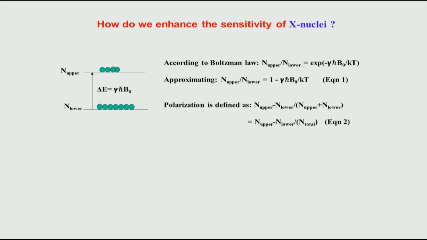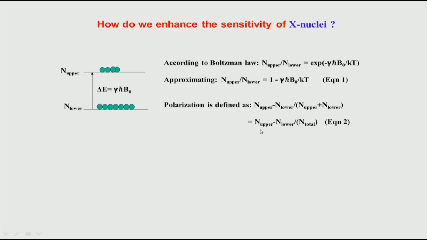Given a sample, I have a total number of atoms. When I put it in a magnetic field, some nuclei go to the lower state and some go to the upper state in the energy levels. This is a distribution. If you add up the total value, that is the total number of nuclei, written as n total. The difference in population between the lower and the upper state is written here, and this difference divided by the total number is denoted as polarization.